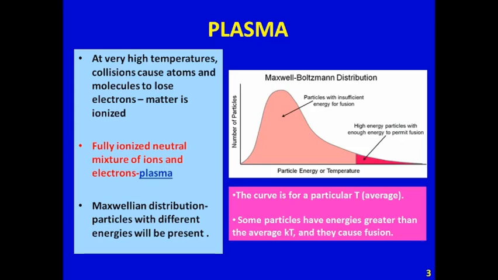So if the temperature is huge, we will call that high temperature ionized state a plasma state, which is the fourth state of matter. That is a fully ionized neutral mixture of ions and electrons, which is called a plasma. Fully ionized means there will not be any neutral particles inside the mixture, but the mixture will be neutral. What is meant by the mixture is neutral? Whatever number of positive charges are there in the mixture, an equivalent number of negative charges will be available in the mixture.